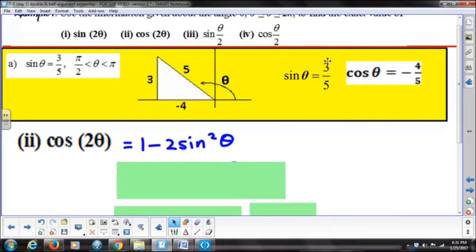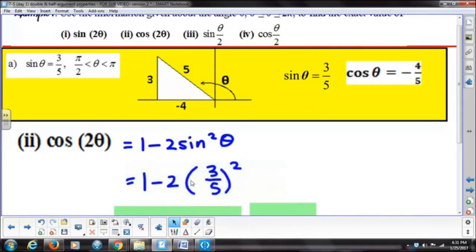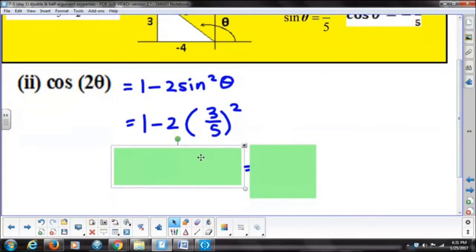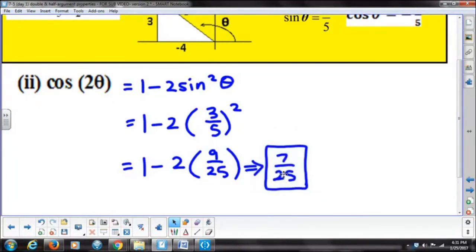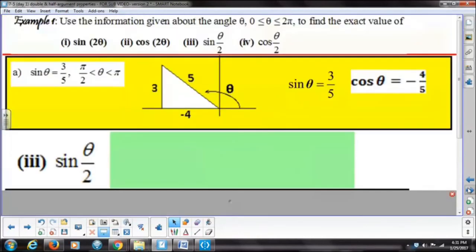So sine of theta is 3/5. So when you substitute that, make sure it's 2 times 3/5 quantity squared. Okay, and then multiply all that out. 3/5 squared is 9/25. And then you're going to subtract those and you're going to get 7/25. So those are the 2 double. The double ones are easier, I think.